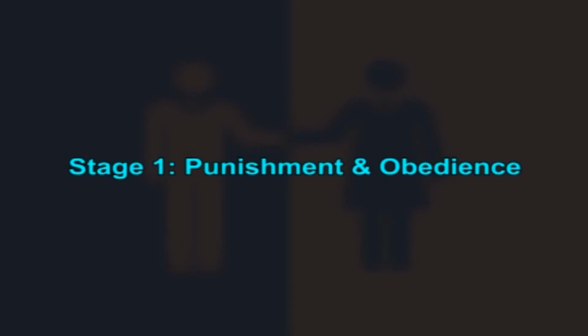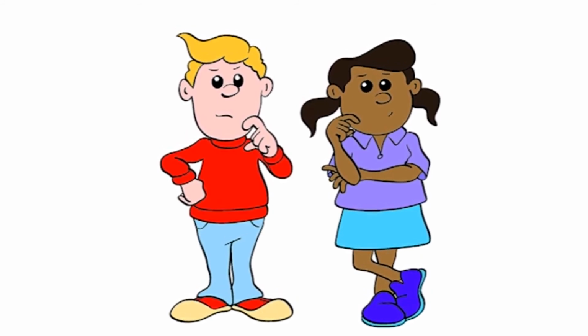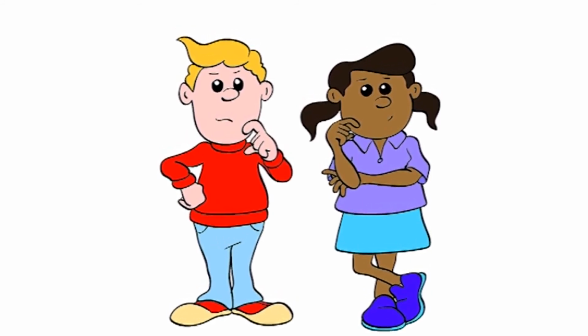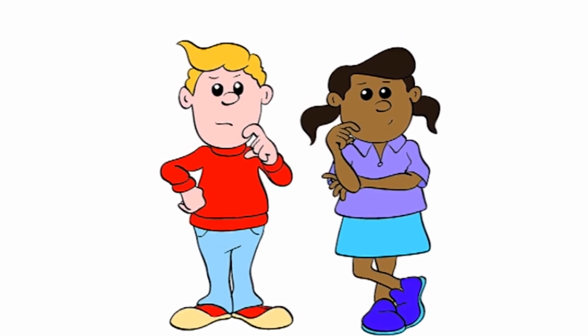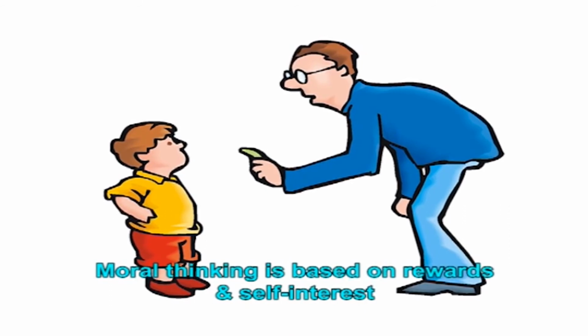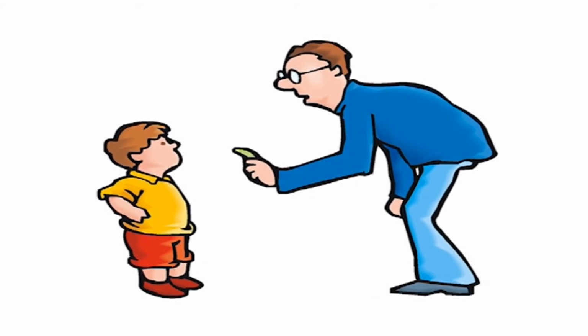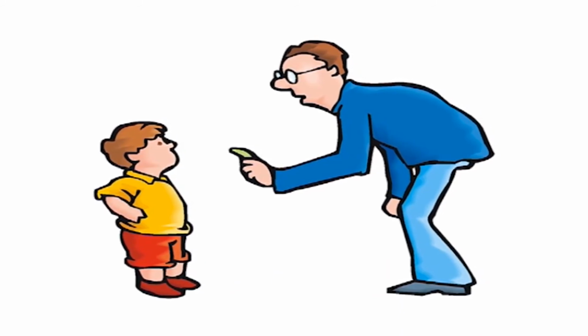Stage 1, punishment and obedience. Moral thinking is based on punishment. Children obey because adults tell them to obey. Whatever is rewarded is good, whatever is punished is bad. Stage 2, individualism and purpose. Moral thinking is based on rewards and self interest. Children obey when they want to obey and when it is in their best interest to obey.